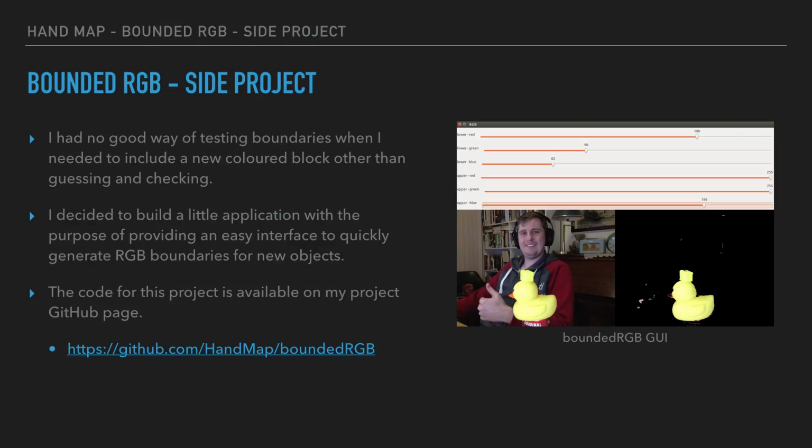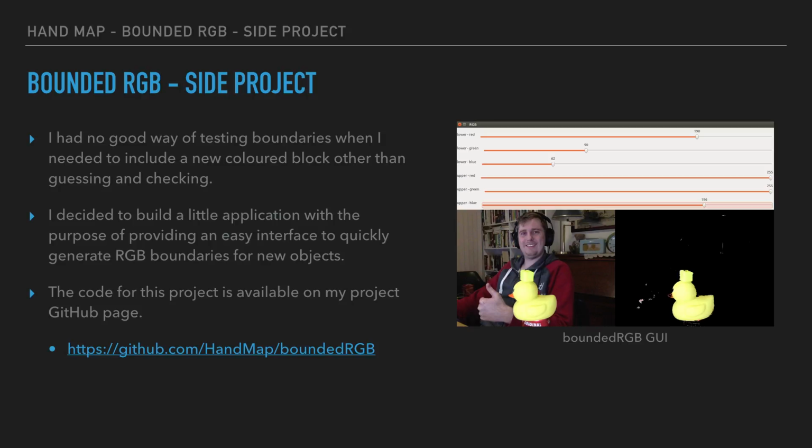It was also very difficult to manually find and calibrate the RGB colors, because I'd constantly have to recompile and rerun code to view outputs. So I took it upon myself to build a simple GUI application that could deal with this for me, called Bounded RGB. I've put the project up on my GitHub, or under the project's GitHub, if anyone would like to follow or add to it.